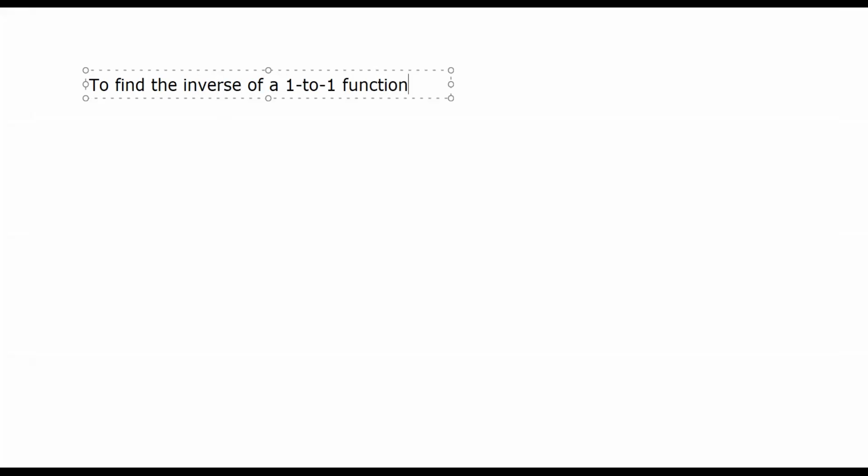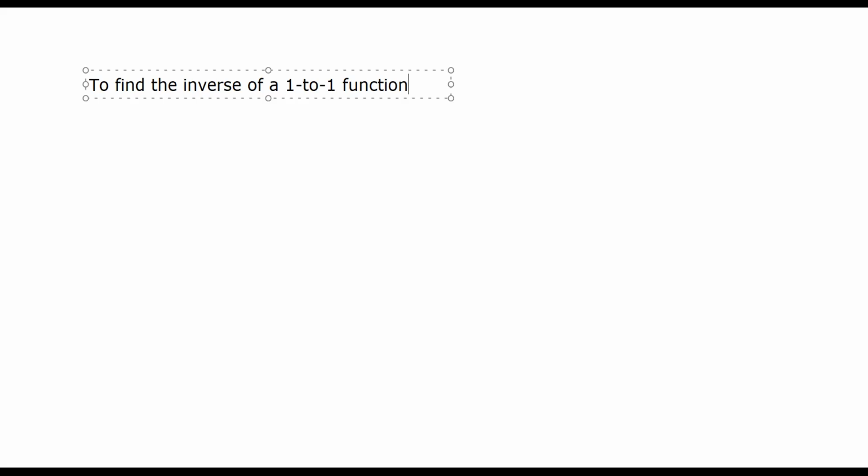Remember, a one-to-one function is one that not only passes the vertical line test, making it a function, it also passes a horizontal line test, meaning that you can't have different x values mapping to the same y value. So that's what that will mean.